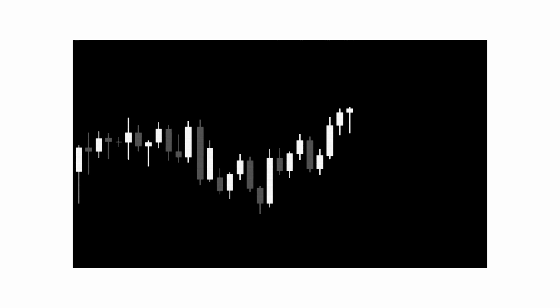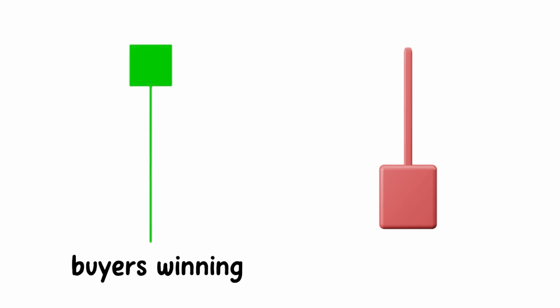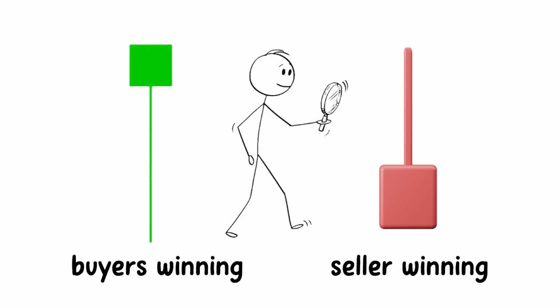These patterns work because they show you the exact moment when one side wins the battle. The hammer shows buyers winning. The shooting star shows sellers winning. When you see these, you know which direction is coming next.